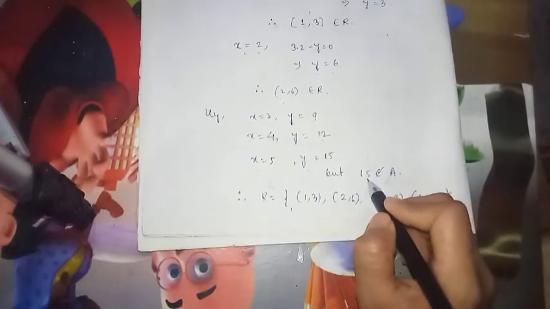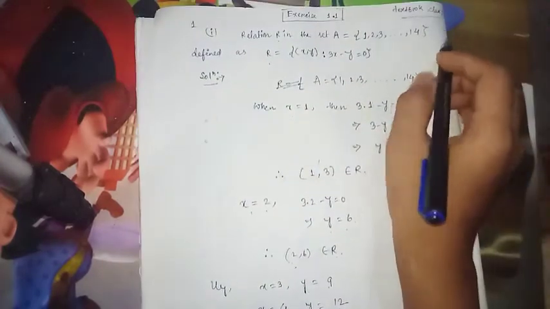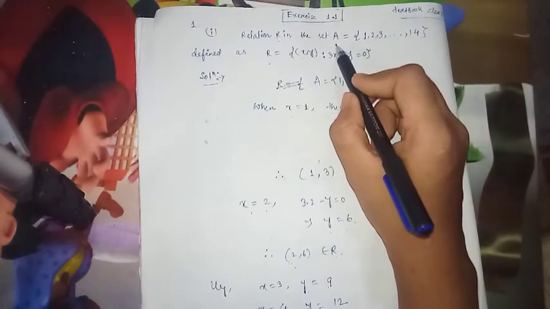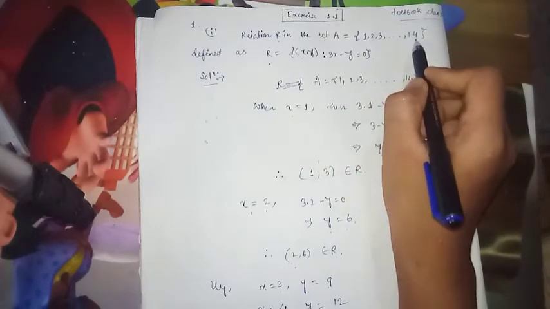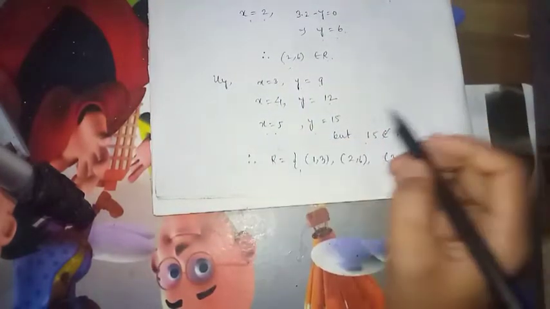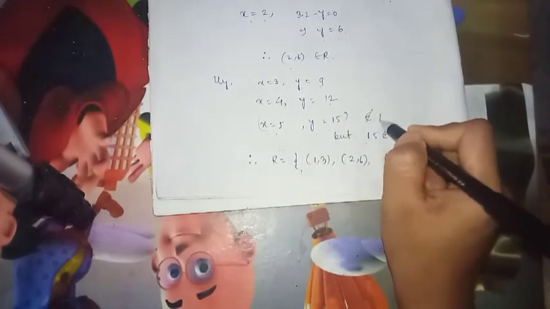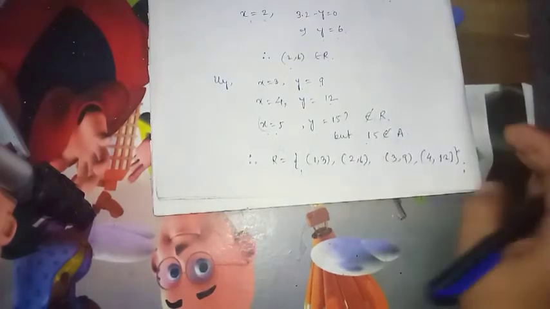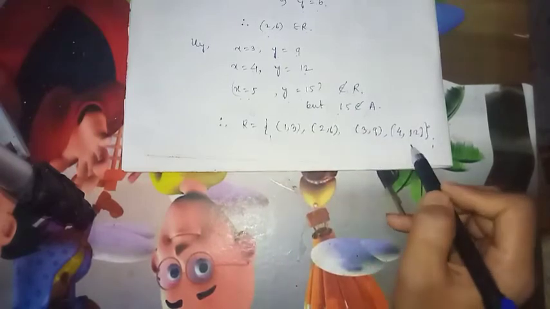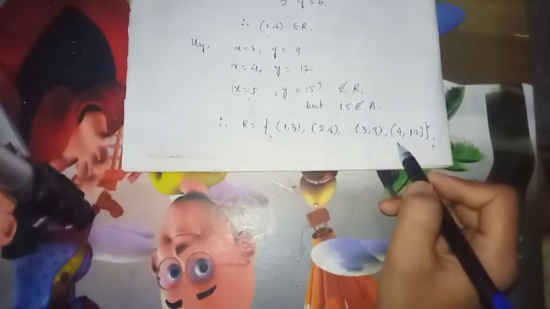But 15 does not belong to the set A in the question. In the question, we have A equal to 1 to 14, there is no 15. Therefore the ordered pair x equal to 5 and y equal to 15 does not belong to the relation R. So R includes the ordered pairs (1, 3), (2, 6), (3, 9) and (4, 12).